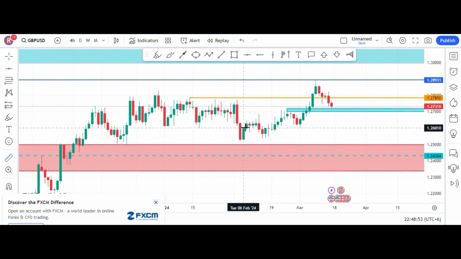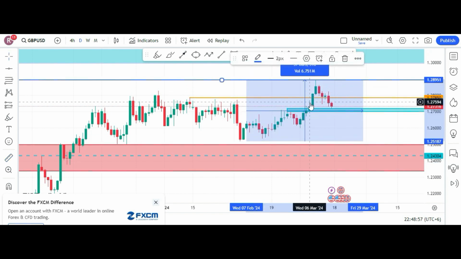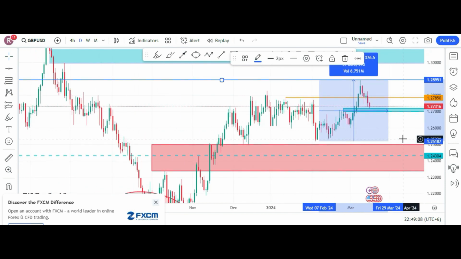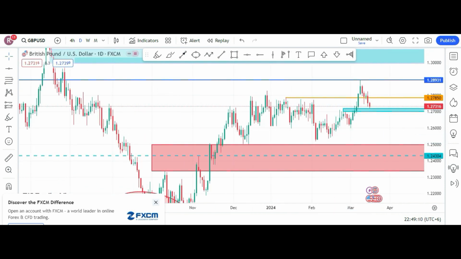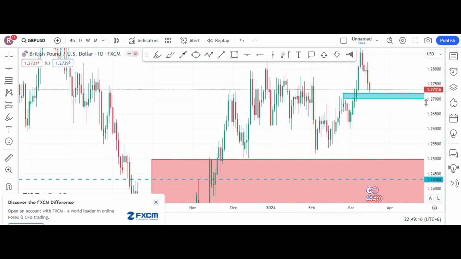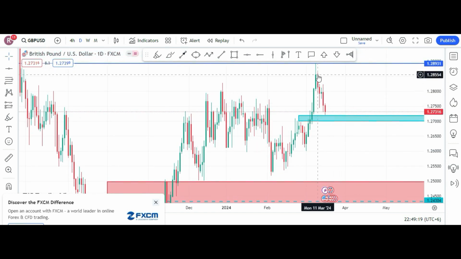So if we measure the range now from here to here, we can see the weekly imbalance is exactly in the 50% area where the price has already reached. So what will happen now? The $1 million question. Let's analyze a little bit more. So in daily, the price came down and tapped a bit of this.